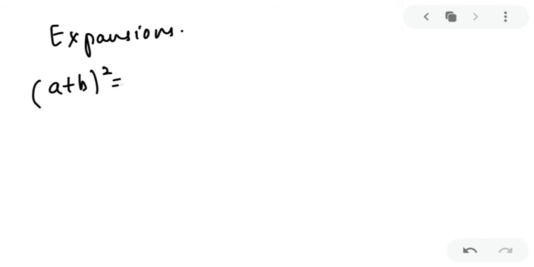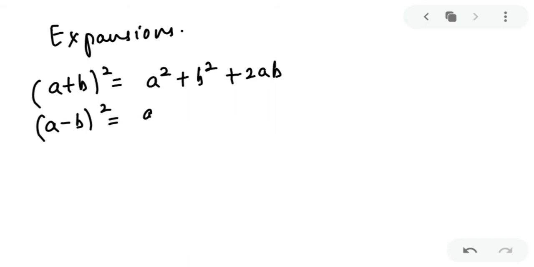Next I am taking expansions. Let's take the identities of square. (a + b)^2 is equal to a^2 + b^2 + 2ab. (a - b)^2 is equal to a^2 + b^2 - 2ab.